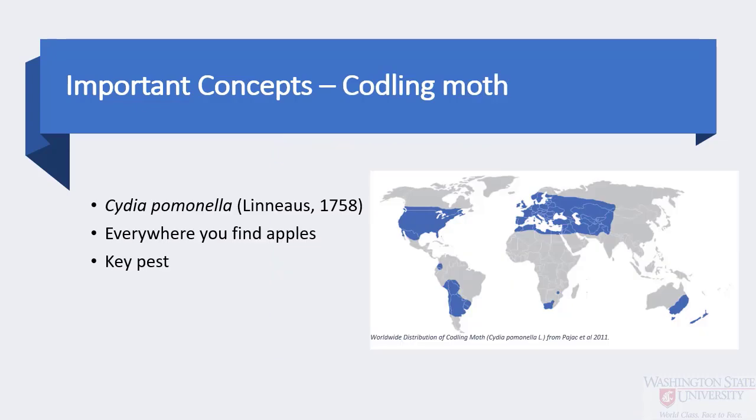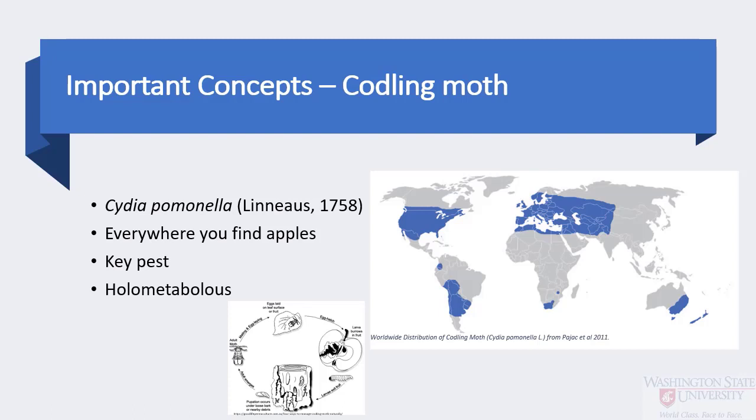Codling moth was among the first species described by Carl Linnaeus in our system of naming organisms. It's been known to be an important pest for a long time. You can find codling moths pretty much everywhere you find apples, and they're the most important pest in all those places. They have 4 life stages: an egg, larva, pupa, and adult.